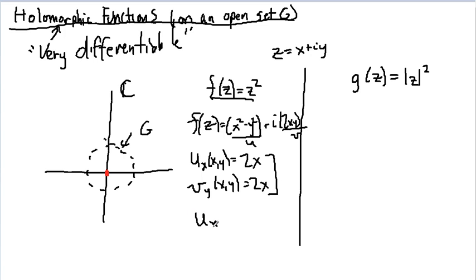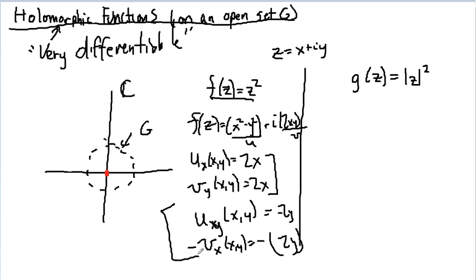Similarly, if you do uy, you end up with negative 2y. If you do negative vx, you get negative of something, which is negative of 2y. Oh, look, these two are always equal. So, since these two are always equal, and these two are always equal, these two are always continuous, because 2x is a continuous function, and negative 2y is always continuous, that's going to be enough to prove that it's holomorphic everywhere, since these equations are true everywhere and continuous everywhere.